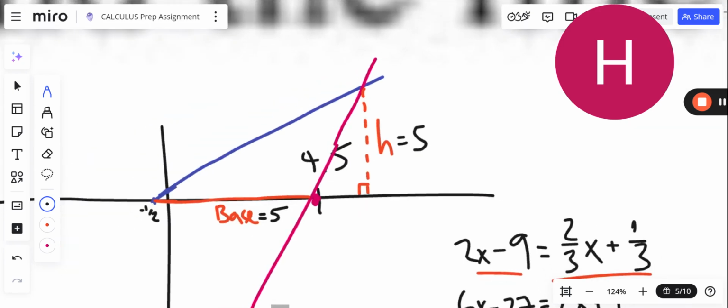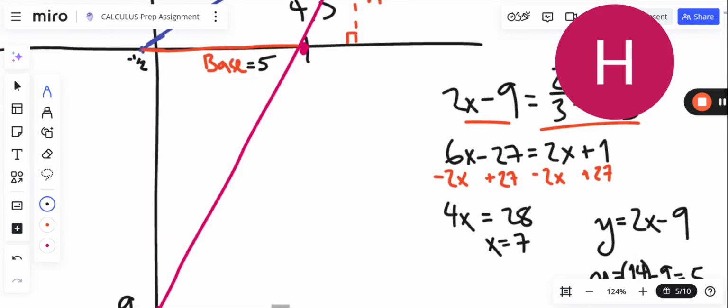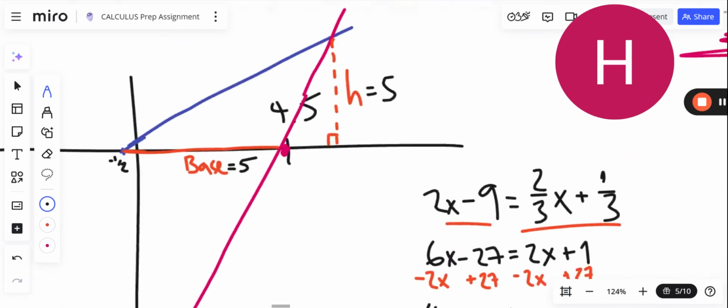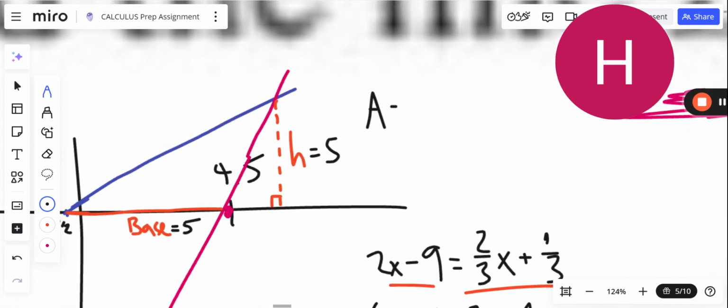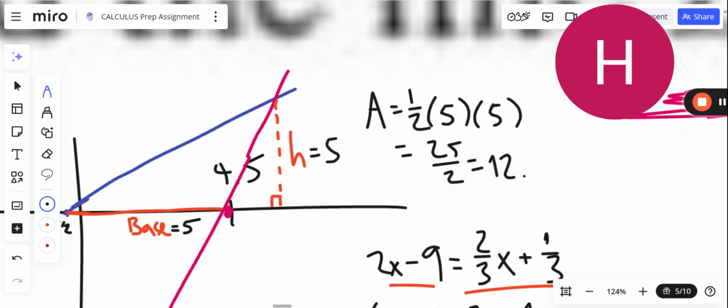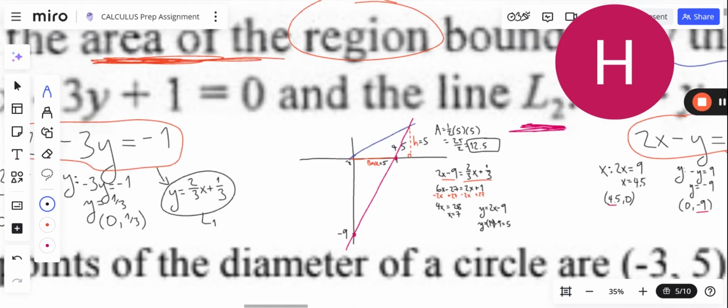All right, so we can just carry out the area formula. The area is going to be 1/2 base times height. So 1/2 times 5 times 5. And so we're going to get 25 over 2, or if you want to call it 12.5, that's fine. 12.5 units squared. So if it were a base of 5 centimeters or 5 inches or 5 meters or 5 feet or whatever, it would just be that same unit squared. And that is the area.